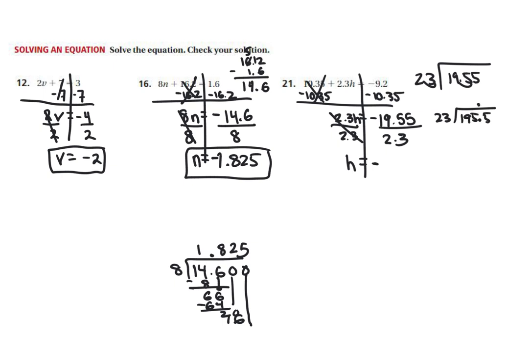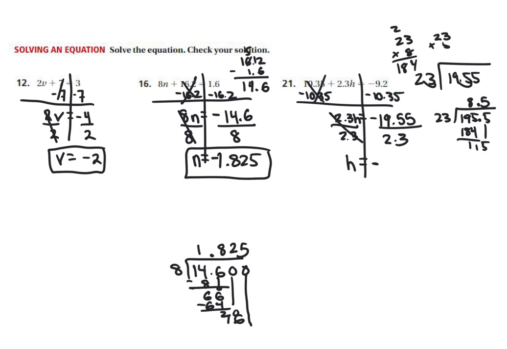195.5, bring that decimal point up. All right, so 23 then goes into 195, 8 times, and 23 times 8 is 184. And bring down the 5. And then 23 goes into 115, 5 times.